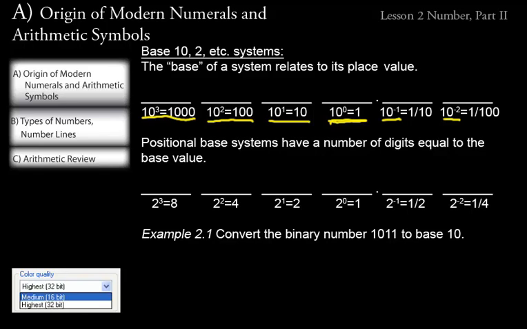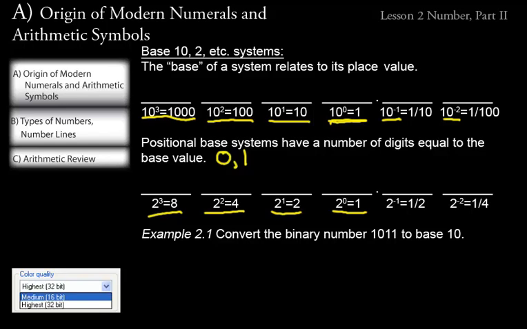Now, a system that you're probably not as familiar with is the base 2 system, and that's actually really important with computers. We'll study it more in lesson 25 with computer math. 2 to the 0 is 1, that's your ones place. 2 to the 1 is your 2's. 2 squared is your 4's. 2 cubed is your 8's. There's only 2 digits in the base 2 system, 0 and 1. There's 10 digits in the base 10 system, 0 through 9. Here it's just 0 and 1.